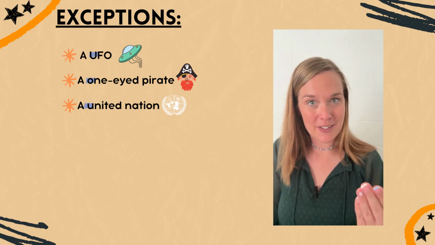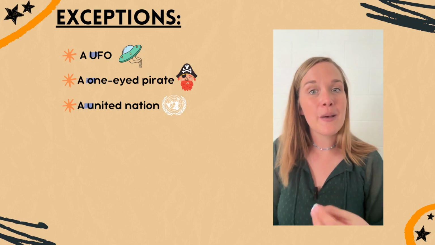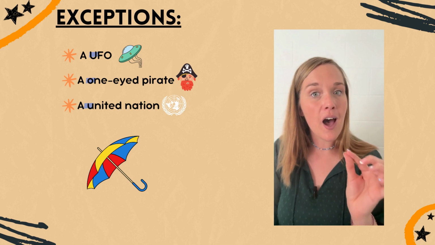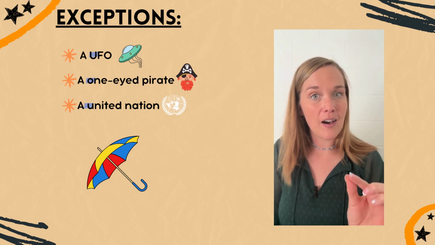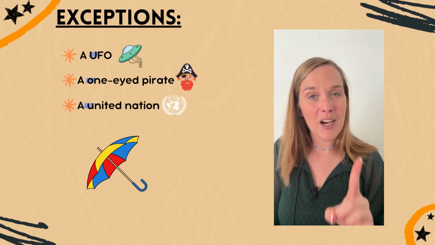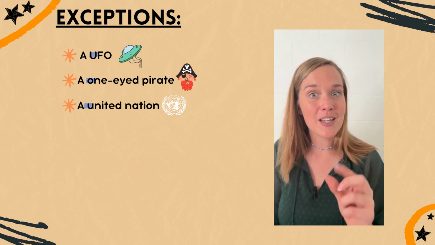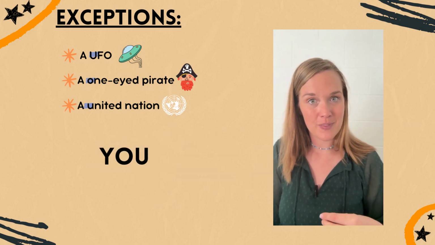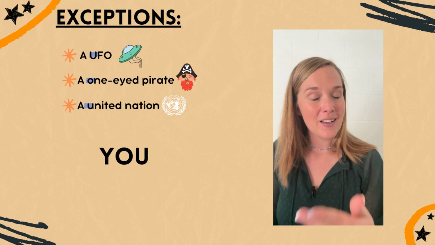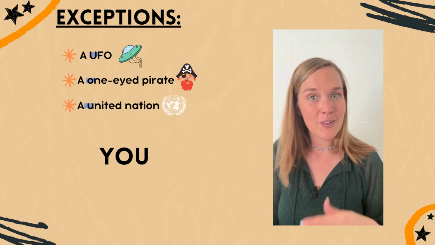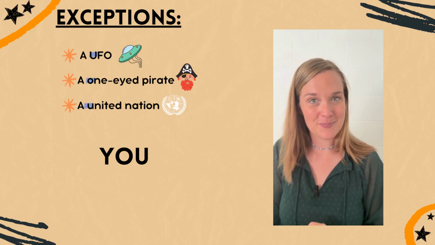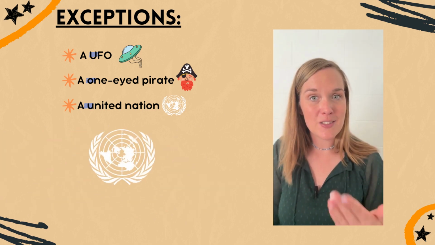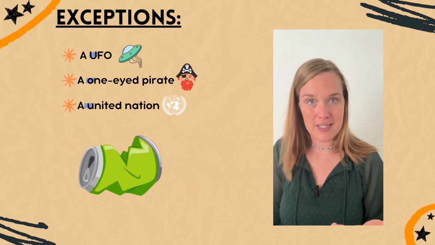Let's take the first one. Now, if we think back to umbrella, we have the short U sound, so an umbrella, umbrella. However, if we think of the sound that the UFO is making, it is a U sound, as in you. And then it wouldn't have a vowel at the beginning. The same with unicorn, or united, or used, for example.